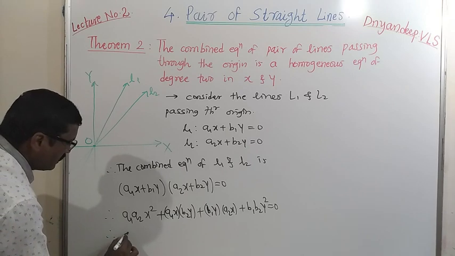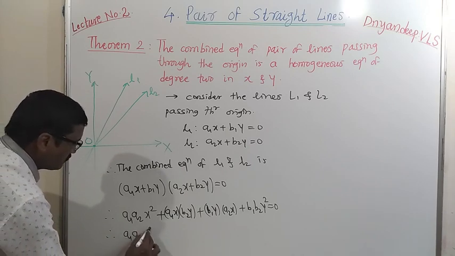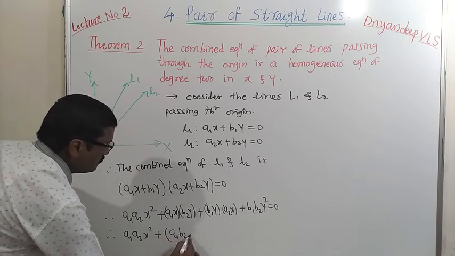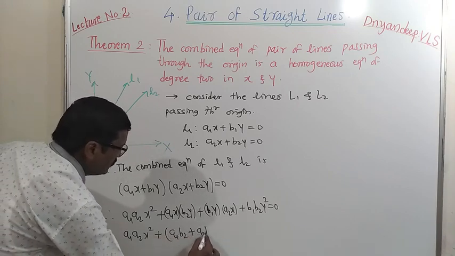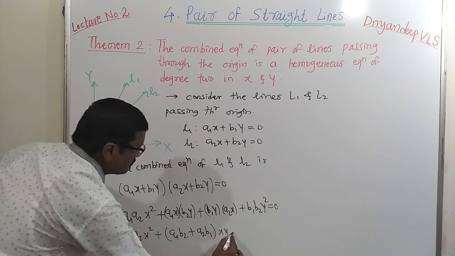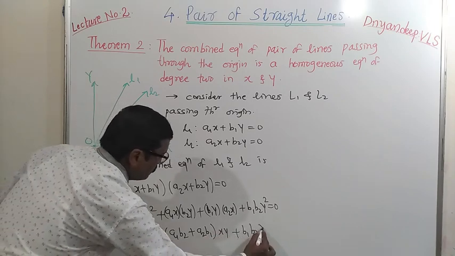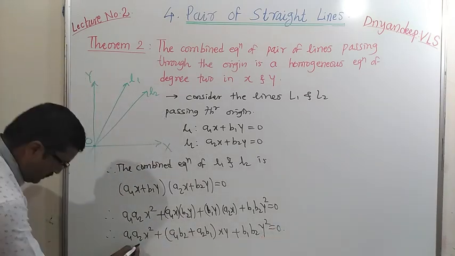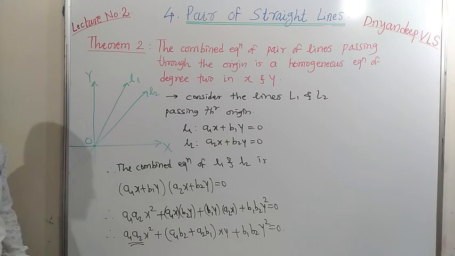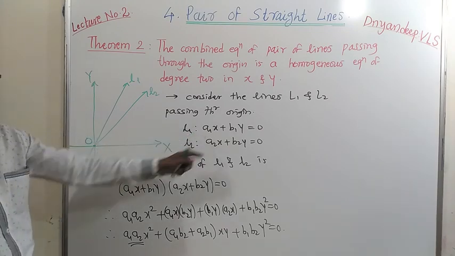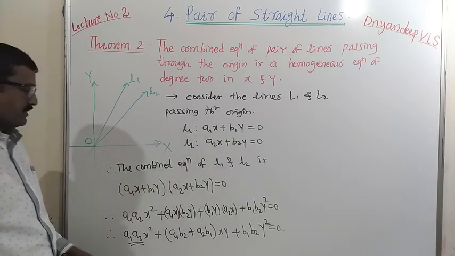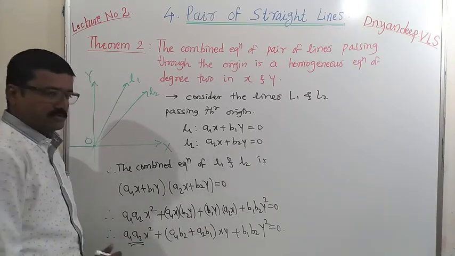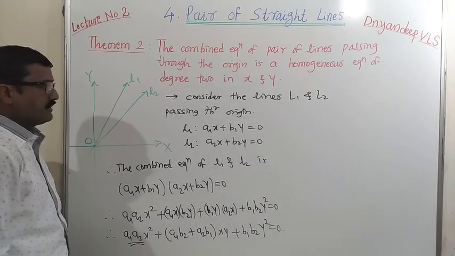Therefore we can write this equation as a1 a2 x square plus, taking xy common, (a1 b2 plus a2 b1) xy plus b1 b2 y square equal to 0. At this stage, a1 a2 is nothing but a constant, because a1 and a2 are two constants. Their product will also be constant. Again, this is constant, and b1 b2 is the third constant.